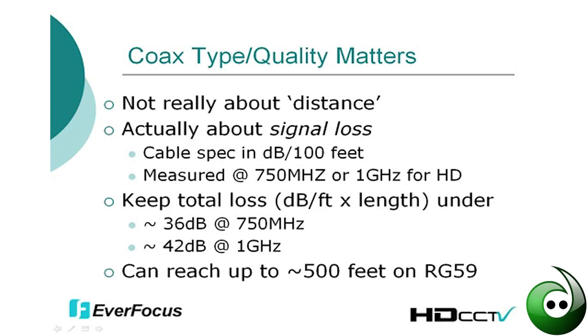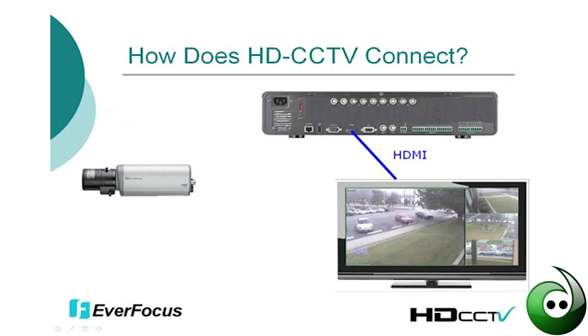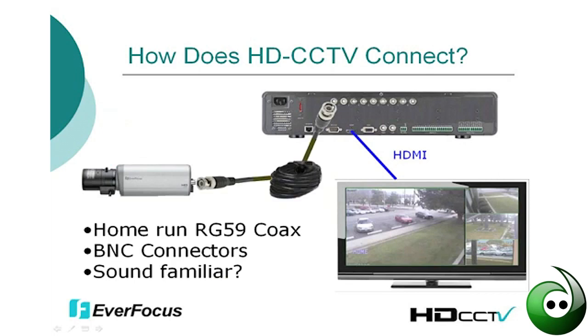We can reach up to nominally 500 feet on typical good quality RG59. Not special RG59, but good quality RG59, solid copper 20 gauge center conductor, 95% copper braid, foam dielectric, reasonable price, good quality RG59 will go about 500 feet for HD-CCTV. So how does HD-CCTV connect? Home run RG59 coax using BNC connectors. Does that sound familiar?